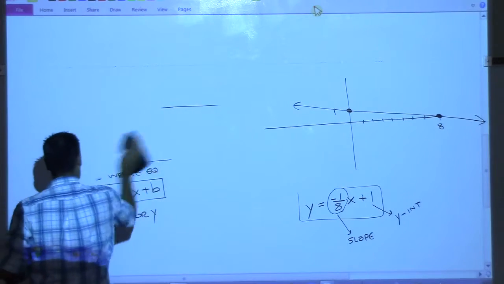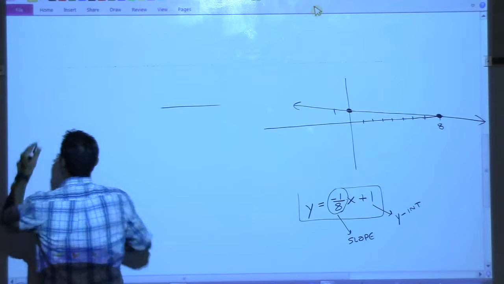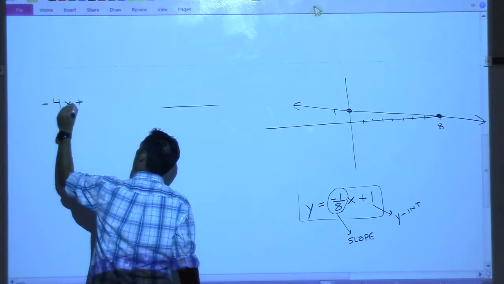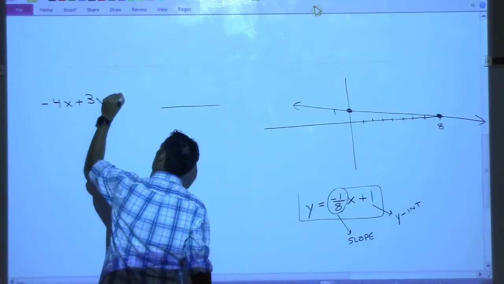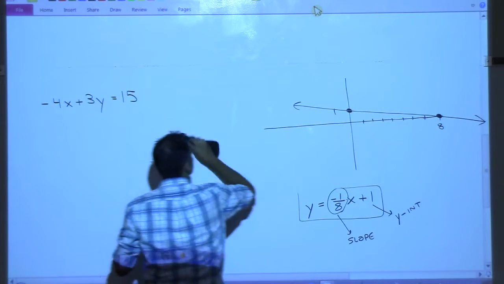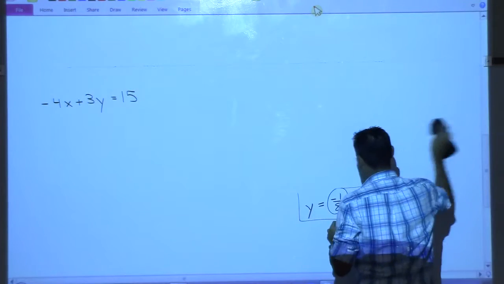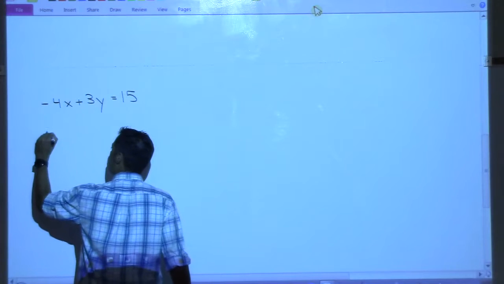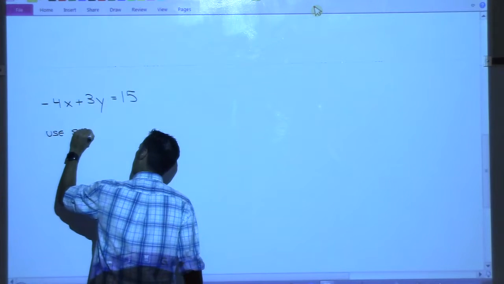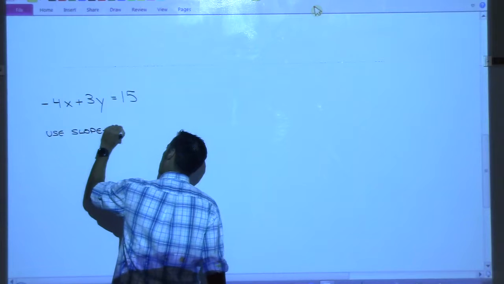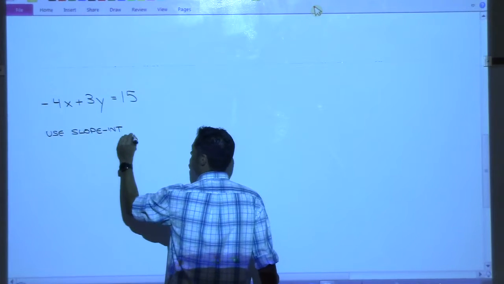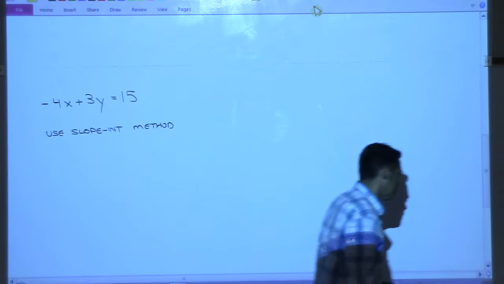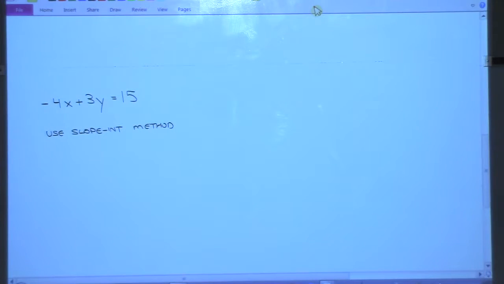All right, let's draw -4x plus 3y equals 15. And for this, I want you to use the slope-intercept method. I'm going to write slope int method. All right. We'll pick up where we left off last class.